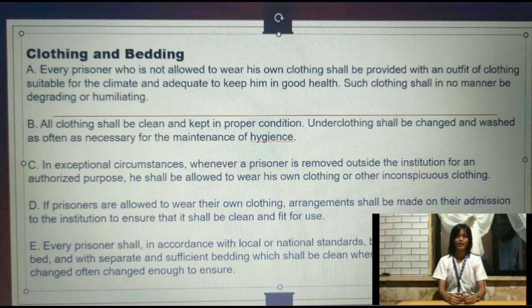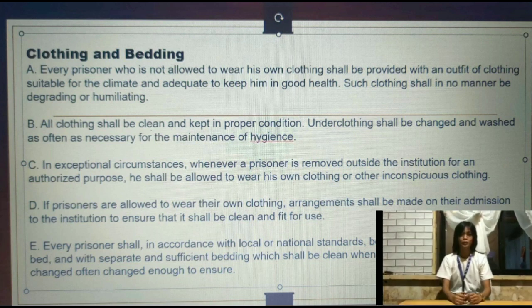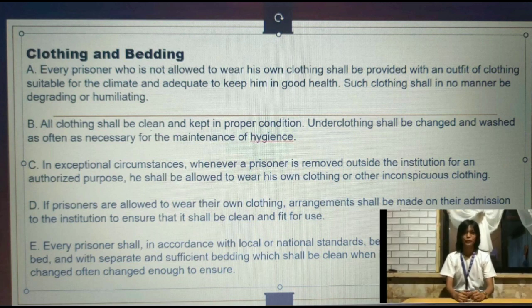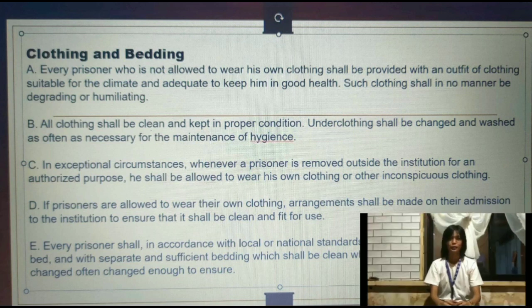Every prisoner who is not allowed to wear their own clothing shall be provided with an outfit of clothing suitable for the climate and adequate to keep them in good health. Such clothing shall in no manner be degrading or humiliating. As stated, for those prisoners not allowed to use their own clothes, the management gives them clothes to wear, and the code says the clothes provided should be comfortable and decent for the prisoner to wear.